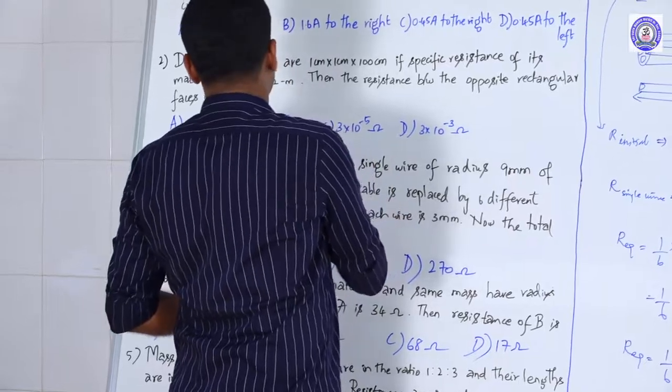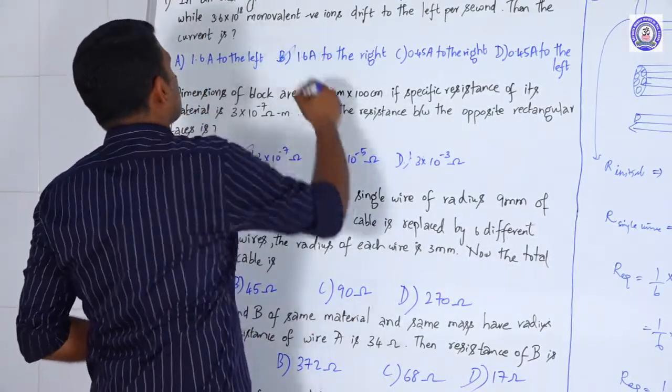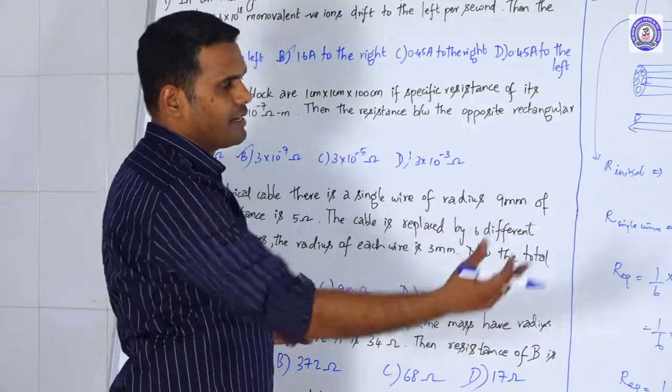For the earlier one, it is 3 into 10 power minus 7 ohm, and for the first one, it is 1.6 ampere to the right.